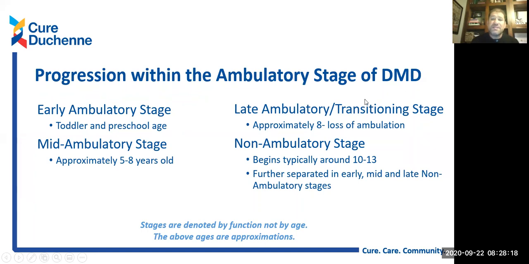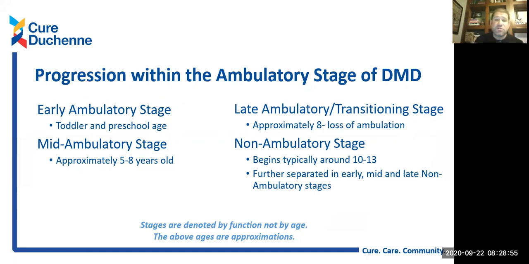So looking at the different stages within the ambulatory stage of Duchenne, we have the early ambulatory stage, and that's usually from maybe 2 or 3 years old till around 5 or 6 years old. The mid-ambulatory stage, when that early ambulatory stage ends to about 7, 8, 9 years old. The late ambulatory or transitioning stage, and we'll go into these stages in just a moment. And then the non-ambulatory stage.